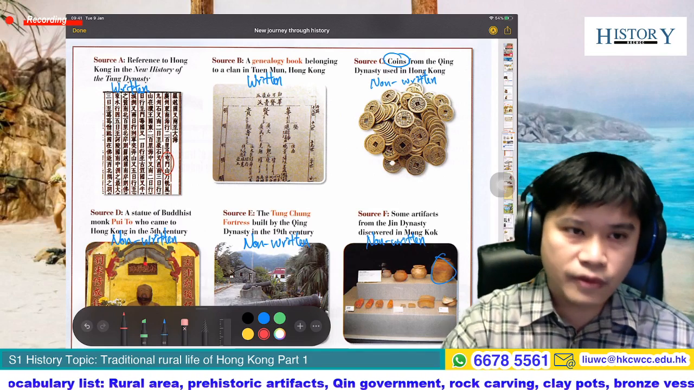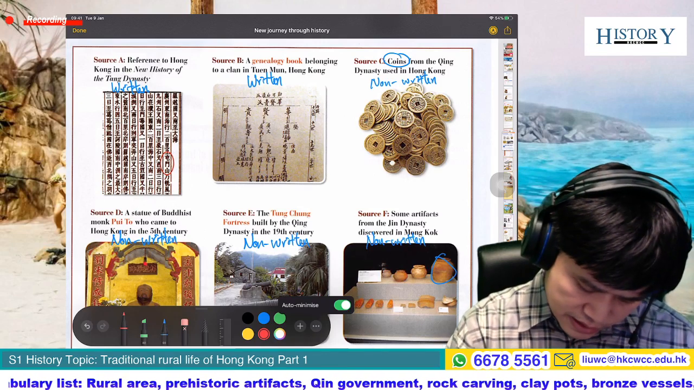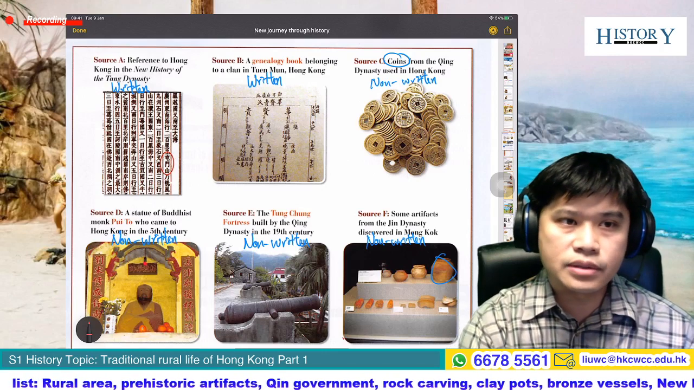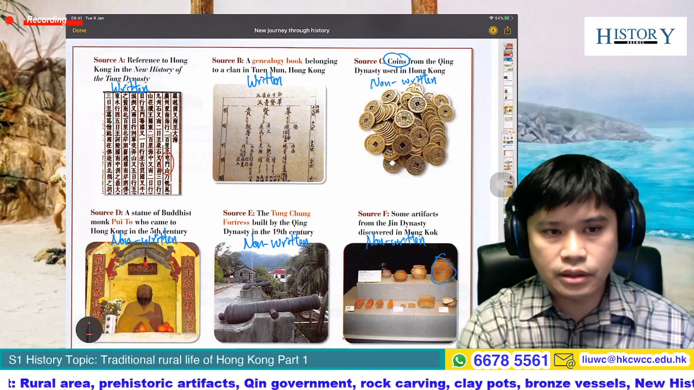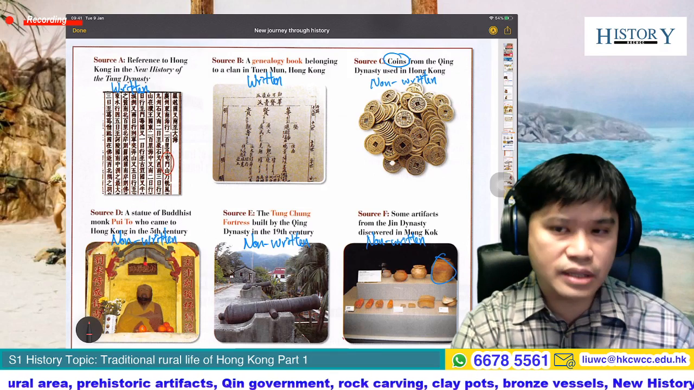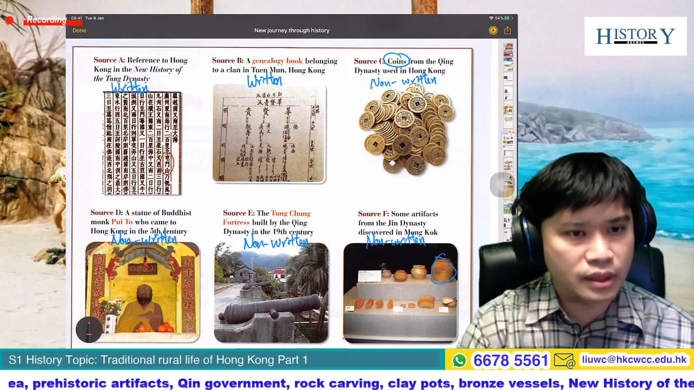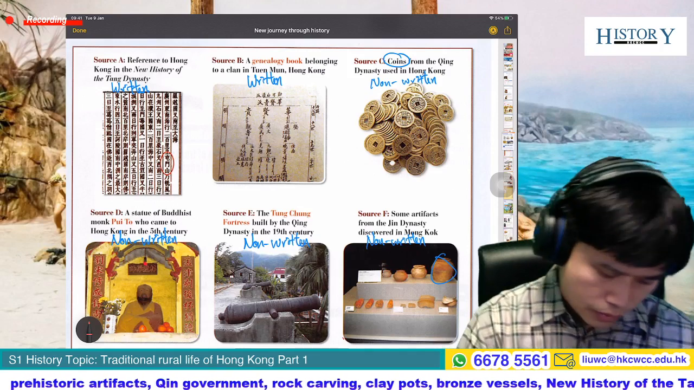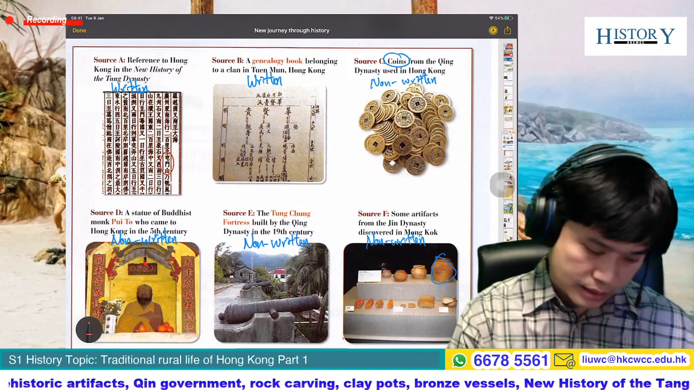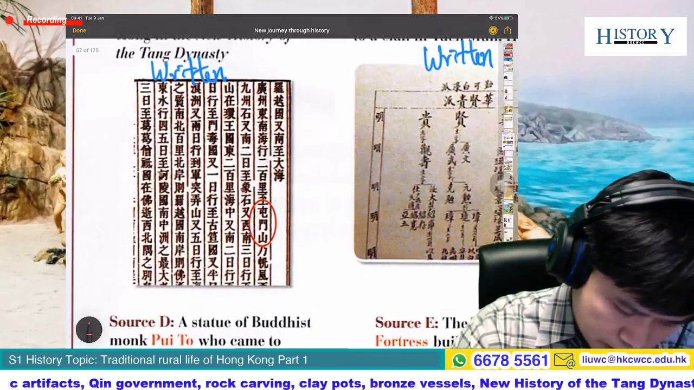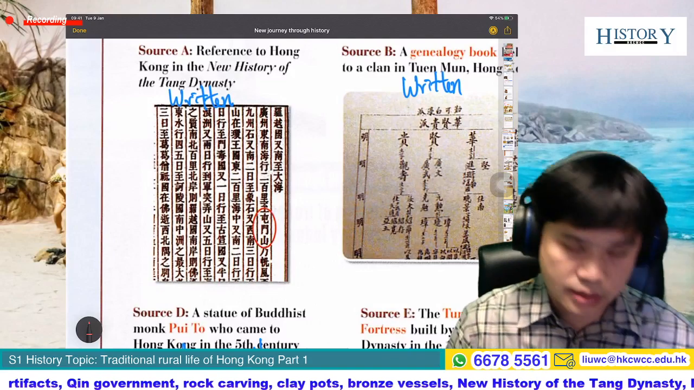From this exercise, you should note how we divide the sources into different aspects, or you may ask, what could be different aspects? Let's have a look. This one would be a little bit complicated.